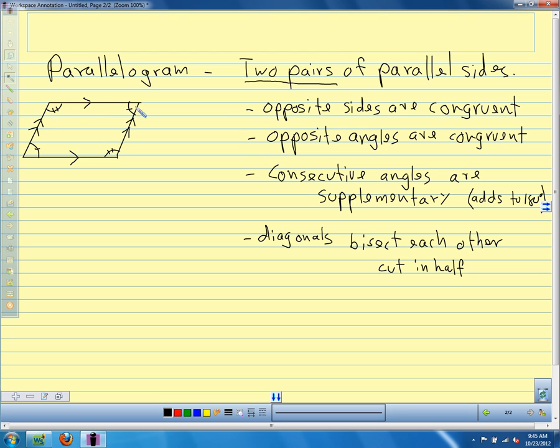Consecutive angles, next to each other, neighbors, one after the next. These two angles are supplementary. These two angles are supplementary. These two angles are supplementary. So any two angles that are next to each other are supplementary. And if we drew in the diagonals from corner to corner, those diagonals would cut each other in half. So as soon as we make a parallelogram, we get all kinds of interesting things that happen.